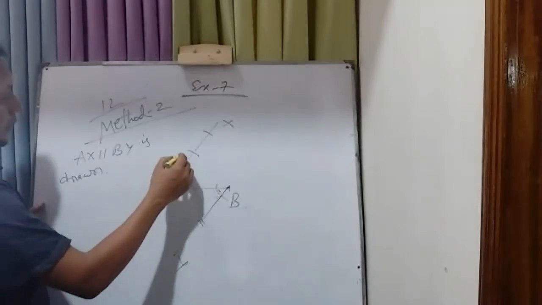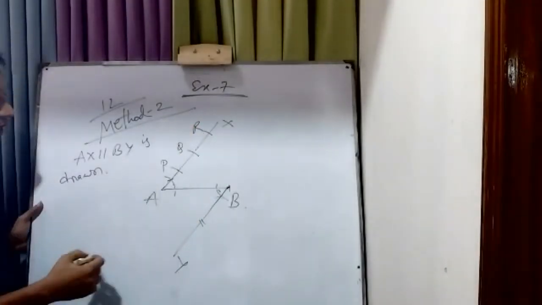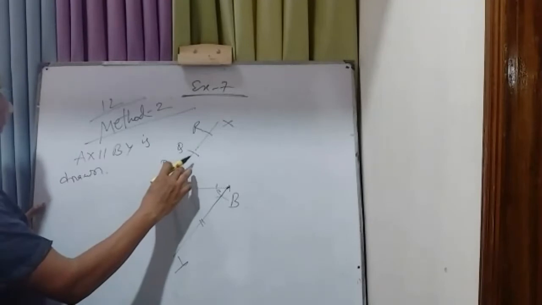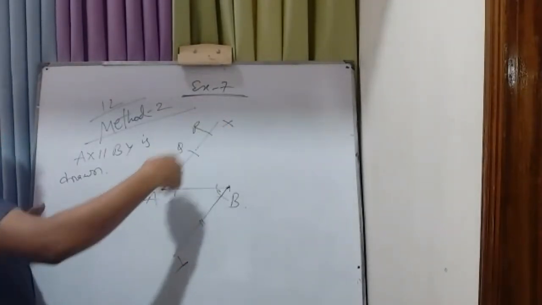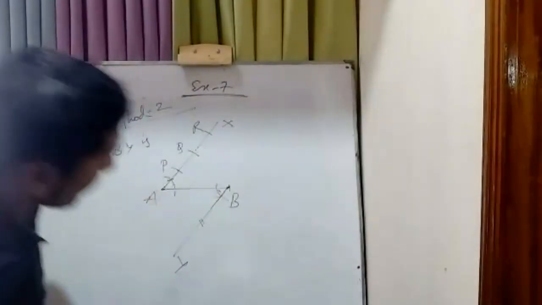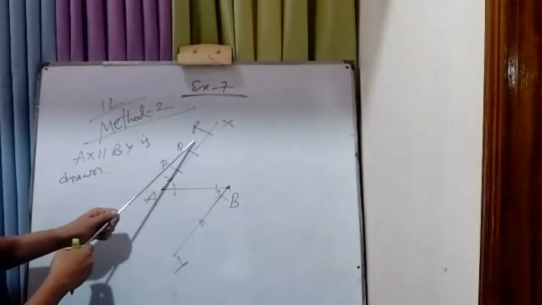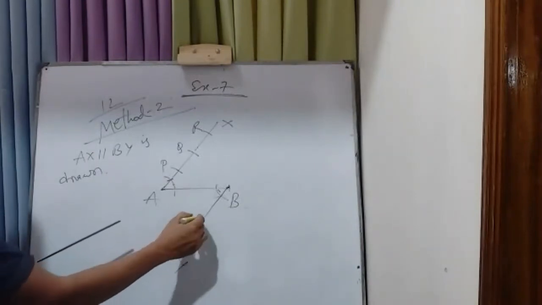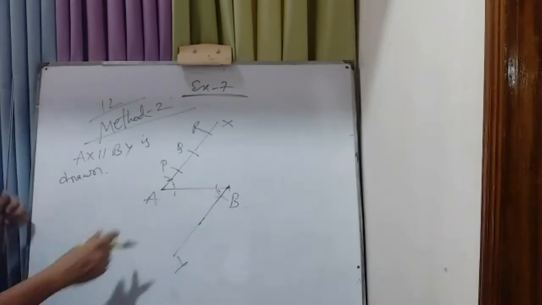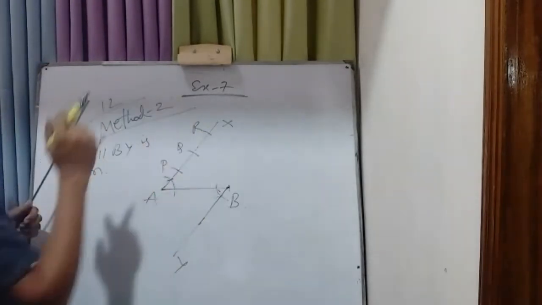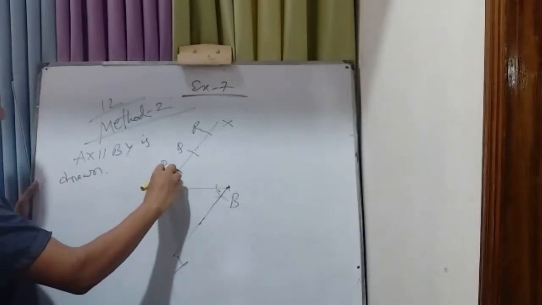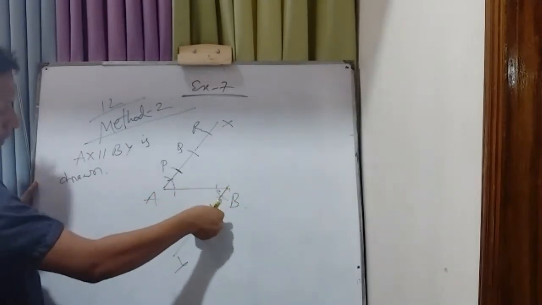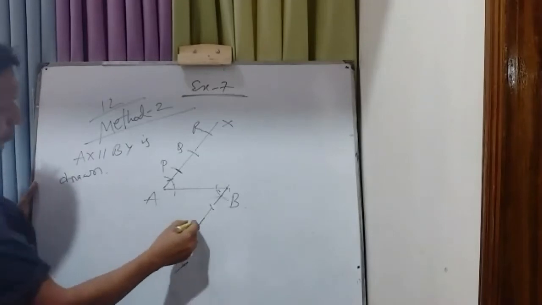Suppose they are AP, PQ, QR. Again, I am repeating, centering at A, taking any radius, we draw 3 equal parts, AP, PQ, QR, from the line AX. All are equal. And from BY, we will take another 3 parts that will be equal to AP. That is, taking length equal to AP, we will draw another 3 arcs from BY.